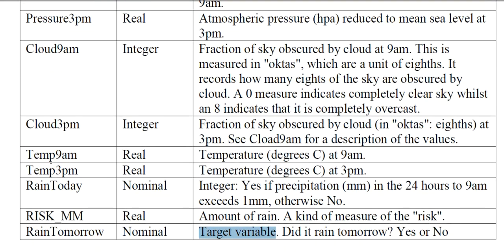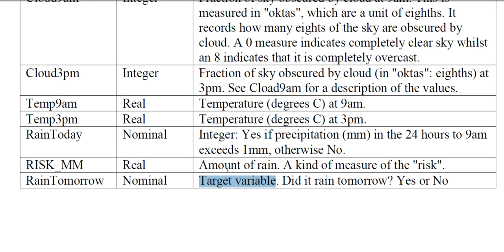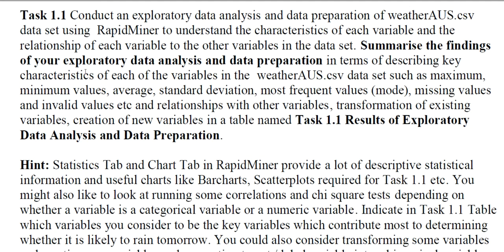We need to conduct exploratory analysis now. For that, we need to use a data analysis tool, that is the RapidMiner tool. Now the task is that we will be collecting data using the RapidMiner tool and conducting exploratory data analysis. Whatever results we get, we need to summarize the findings of our exploratory data analysis and data preparation, in terms of describing characteristics of key variables. Task 1.1 is the results of exploratory data analysis and data preparation.